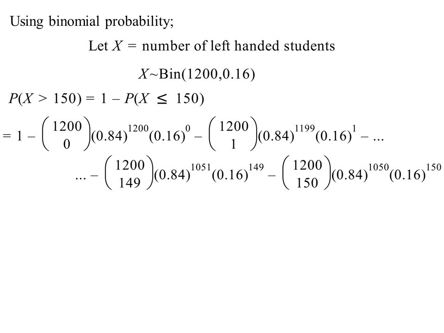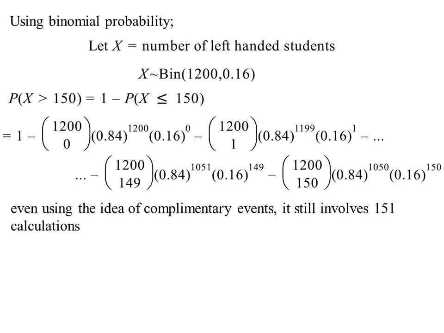But there are a lot of calculations, 151 of them, in fact, to do. It does turn out to be 0.9996. Is it practical to do that when we're talking about such a large group? And the answer is, well, no, it's not practical to do that.